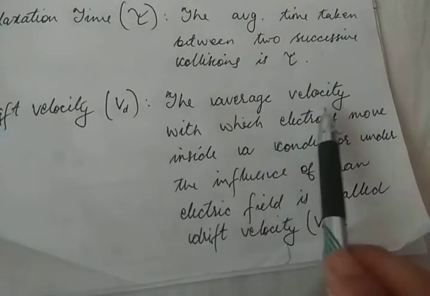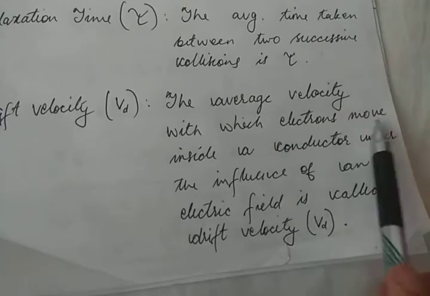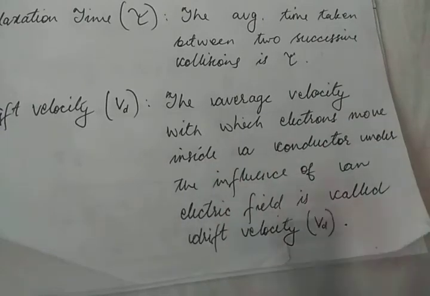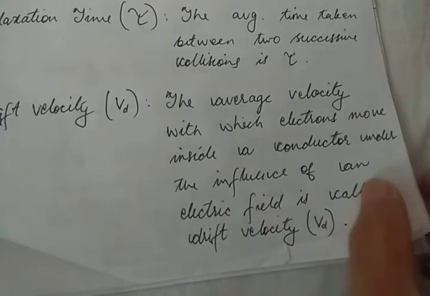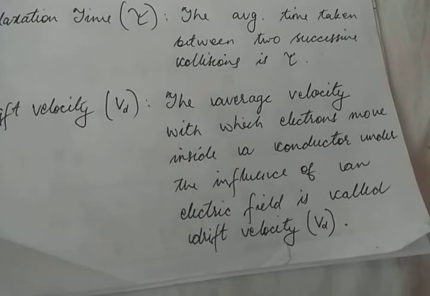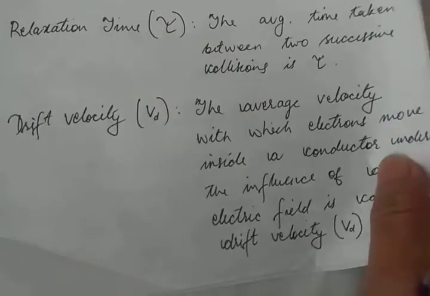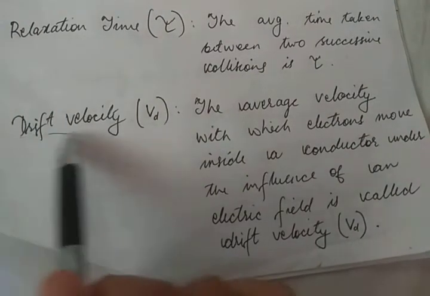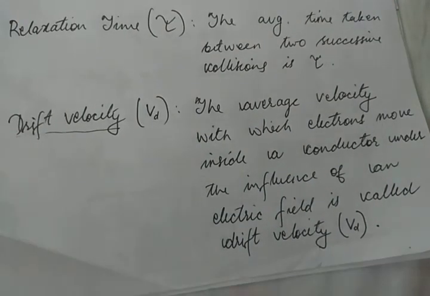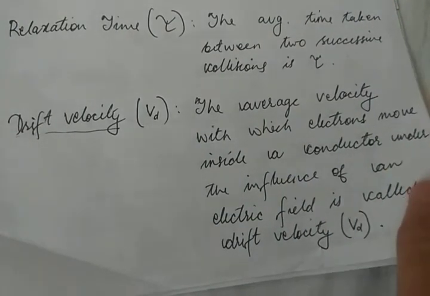The average velocity with which electrons move inside a conductor under the influence of an electric field is called drift velocity. It's the average velocity. We are going to look at its expression also, we are going to derive its expression for drift velocity. It's the average velocity, remember.